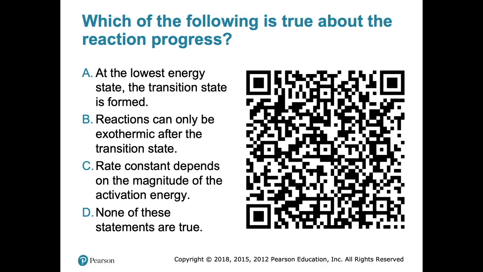Okay, your next question. Which of the following is true about the reaction process? At the lowest energy state, the transition state is formed. The reaction can only be exothermic after the transition state. The rate constant depends on the magnitude of the activation energy, right? Or none of these statements are true.